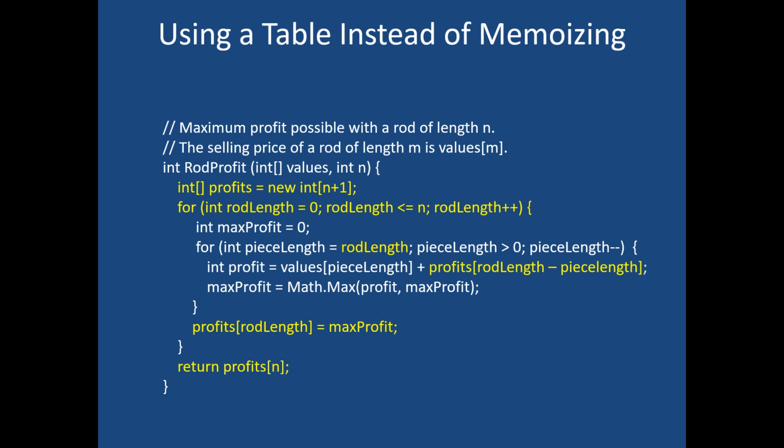That way, when we get into the inner loop here, and we go to look up rod length minus piece length, why are we guaranteed the answer will be in here? Why are we guaranteed that when we look up the profit for some leftover piece of rod, we've previously computed the profit for that length of rod?